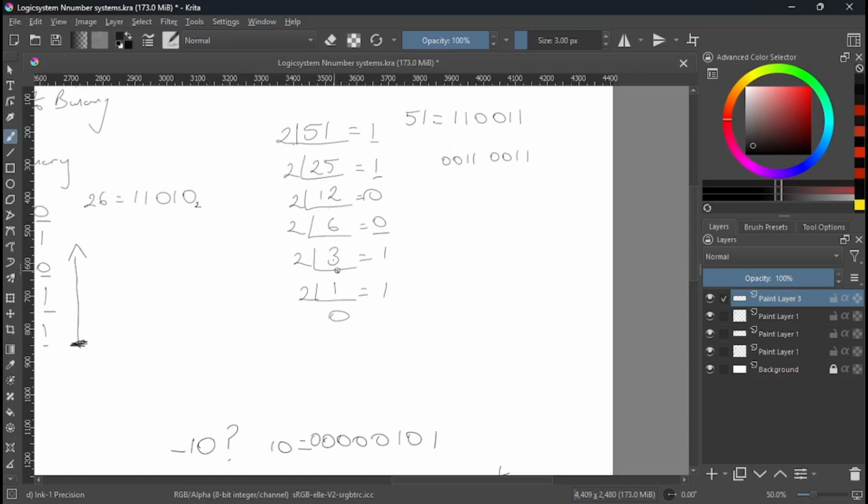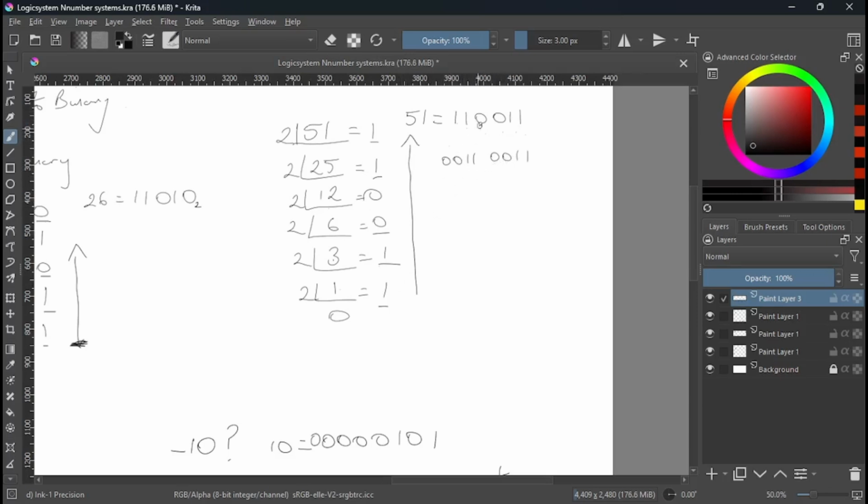And 2 into 3 will be 1, remainder 1. 2 into 1 will be 0, remainder 1. So we'll have it from, again, from the bottom up, 1 1 0 0 1 1.